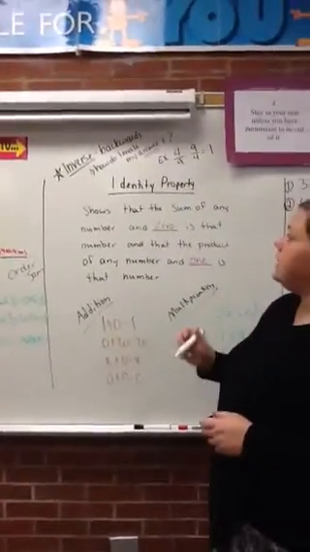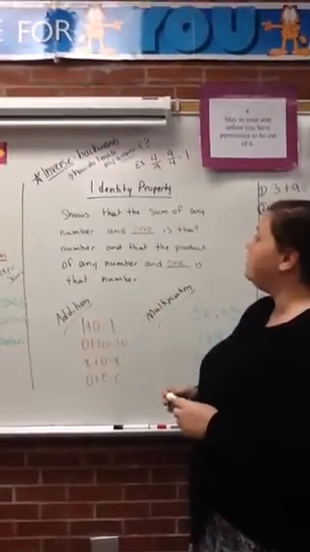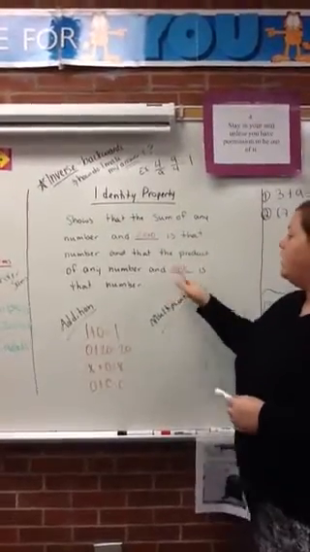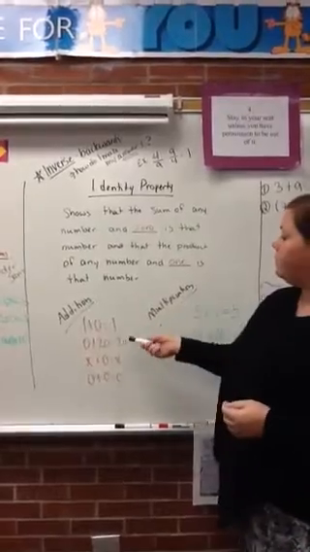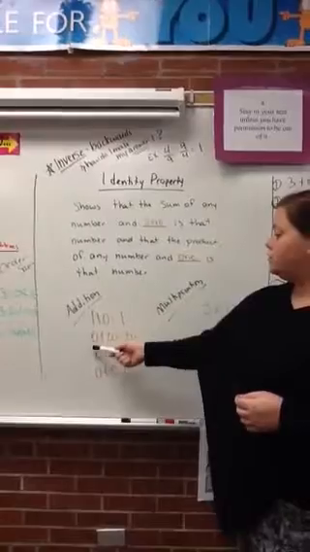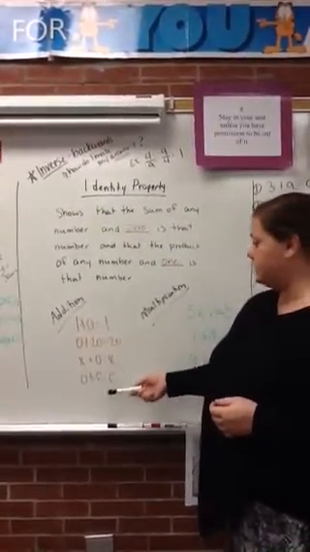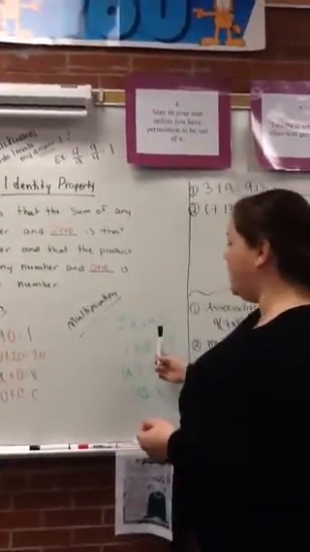The last one is the identity property. And the identity property shows that the sum of any number and 0 is the same number as you start with, and that the product of any number and 1 is that number. So, some examples. 1 plus 0 is 1. 0 plus 20 is 20. X plus 0 is X. So that's pretty self-explanatory. You just add 0 or multiply by 1.